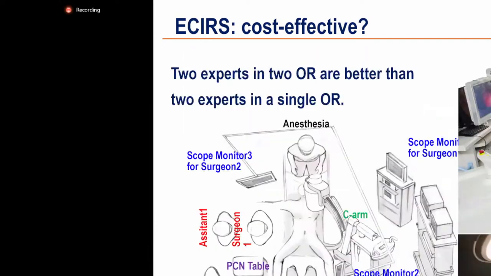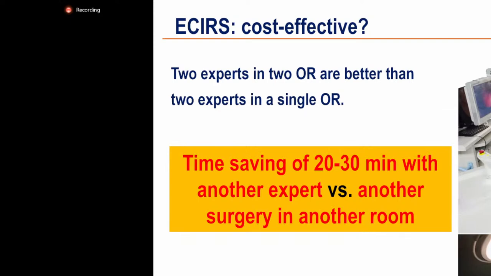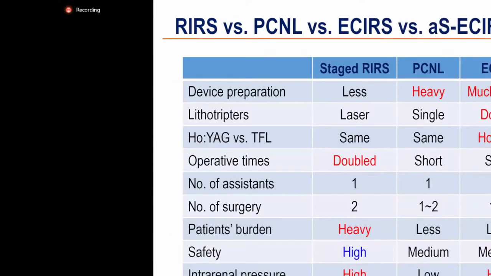Two experts in a single surgery can be a matter of efficiency, but I think two experts in two operating rooms are better than two experts in a single operating room regarding the salary or manpower and the number of devices, et cetera. So what should we consider for surgical efficiency then? There are many different situations, and I am trying to show some similarities and differences across the treatment modalities, including staged RIRS, PCNL, ESRS, or assistant single surgeon combined surgery in this table.